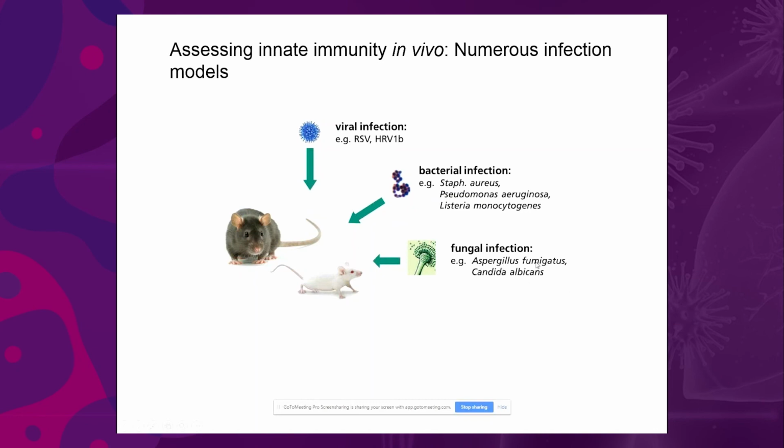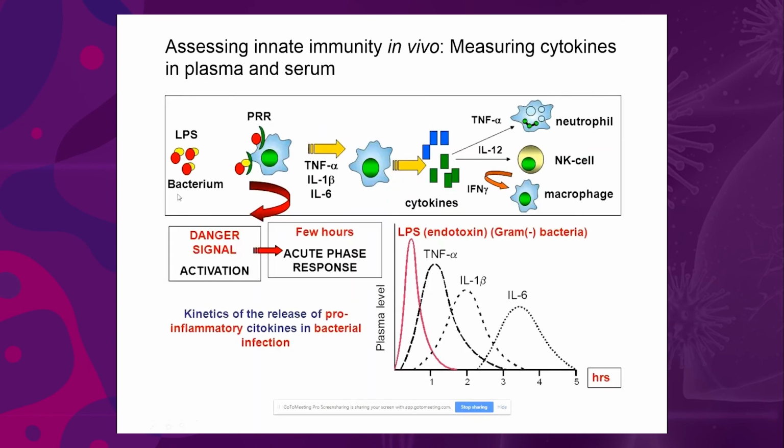Or fungal infections like Aspergillus, Candida albicans that I mentioned, and so on. So innate immunity is studied specifically in the context of the model that someone is looking at. A simple way to look at innate immunity in vivo is to measure cytokines in the plasma and serum. So that involves administration of the ligand or the pathogen-associated molecular structure or the agent that we want to study, or even a microbe, and look in vivo at the expression of cytokines that are made.